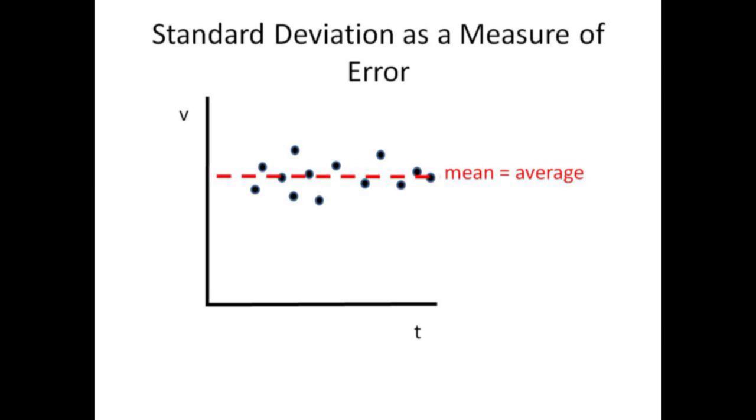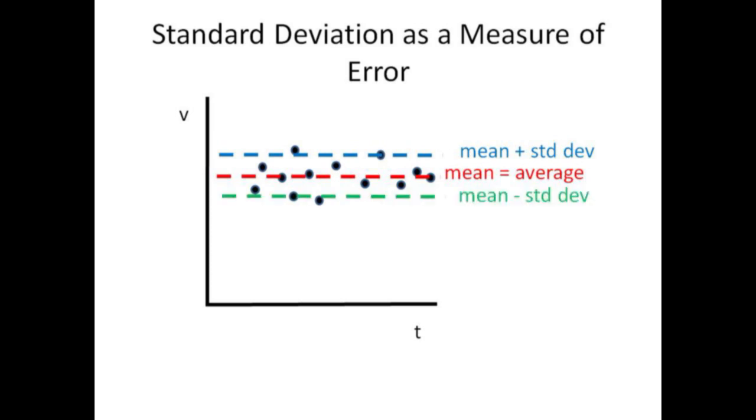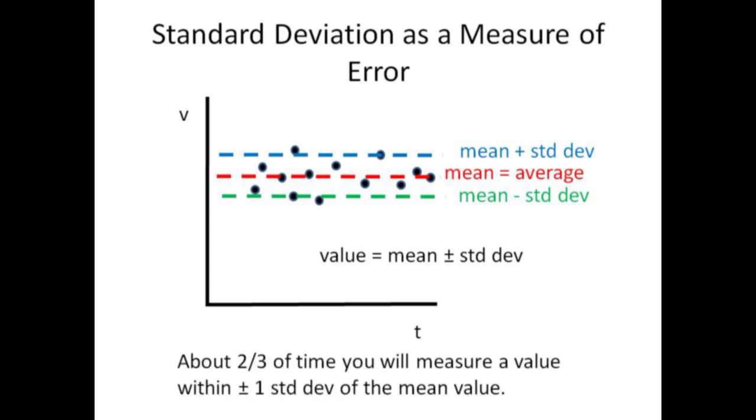The mean gives us a reasonable measurement of velocity in this case, yet there is variation. The values could be as large as the mean plus 1 standard deviation, and as small as the mean minus 1 standard deviation. The value of the velocity could be considered the mean plus or minus 1 standard deviation. The laws of statistics suggest that if you measured the velocity at any of those instants of time, you could expect to be within plus or minus 1 standard deviation of the mean value about 2/3 of the time.